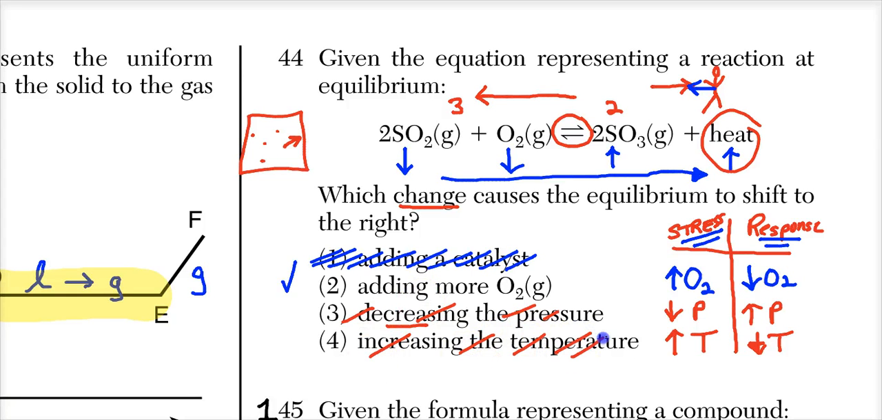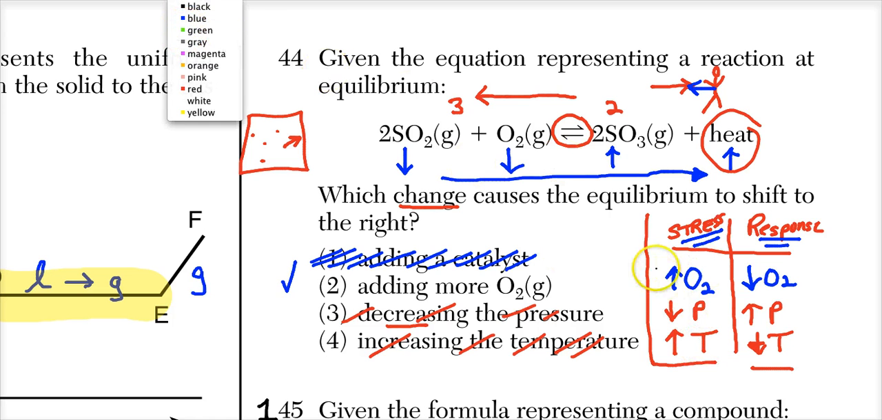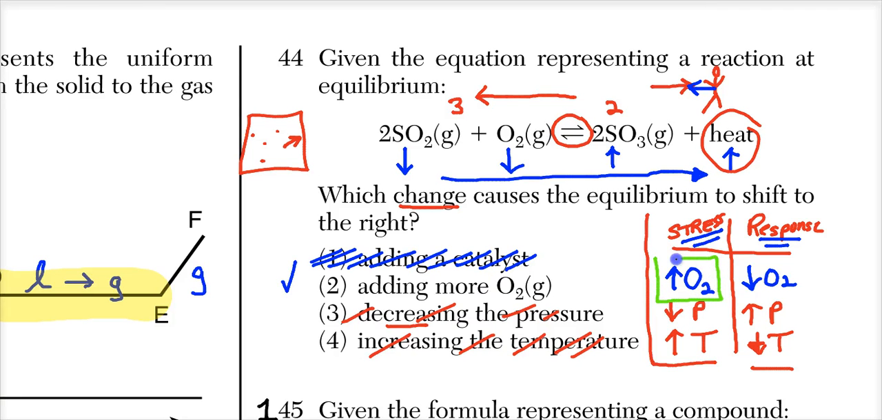So it makes sense. People get confused with the increasing, decreasing arrows. Remember, the stress is what we do. The response is what the reaction does by shifting to do the opposite of what we did. So the only correct answer is increasing the oxygen would cause the reaction to shift to lower it. We increased it, the reaction needs to lower it. The only way you can lower it is favor the forward reaction. Okay, so choice 2 is your answer for number 44.